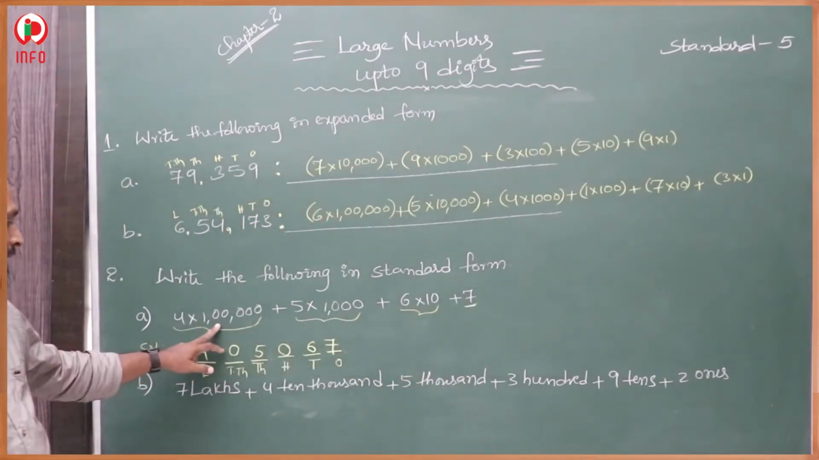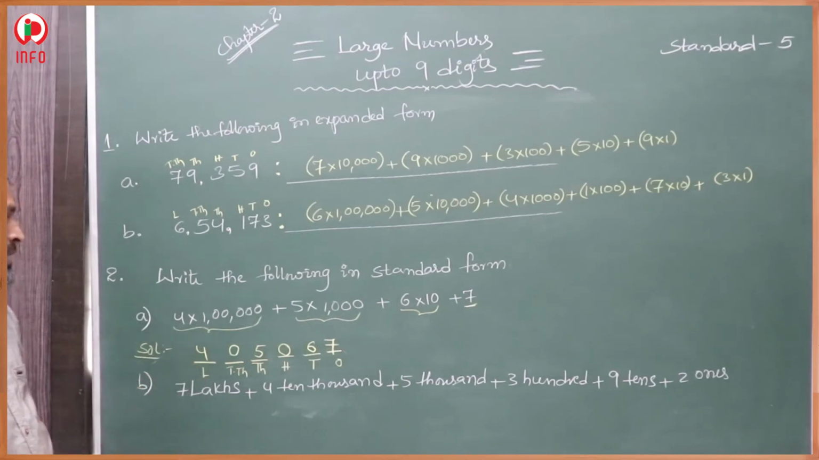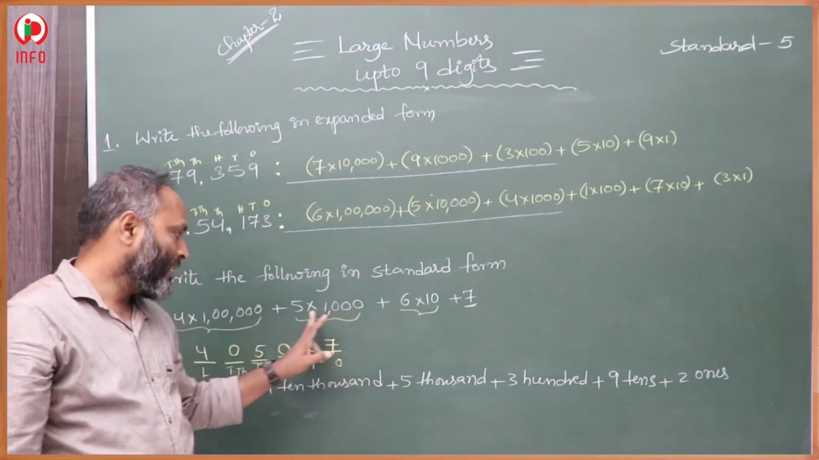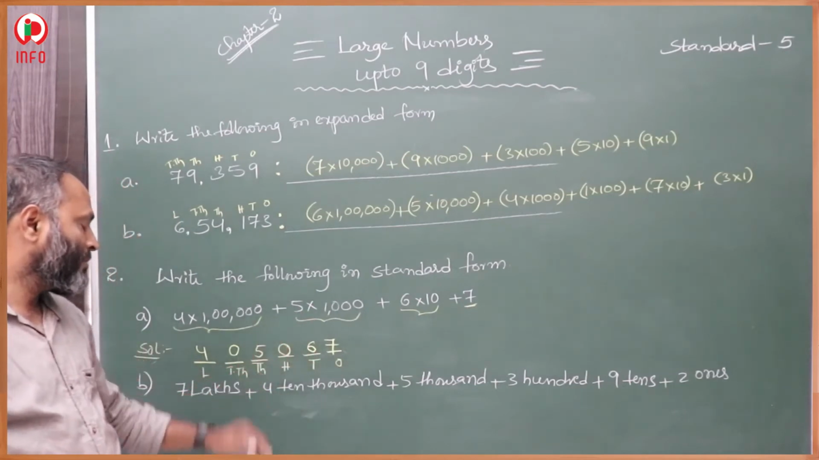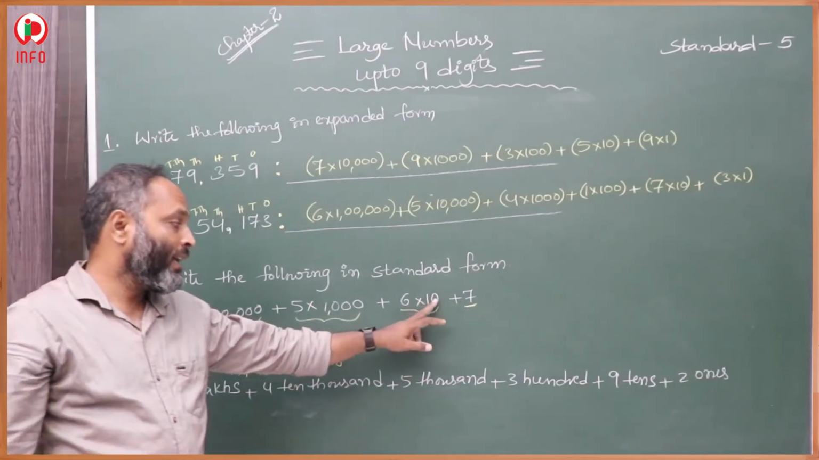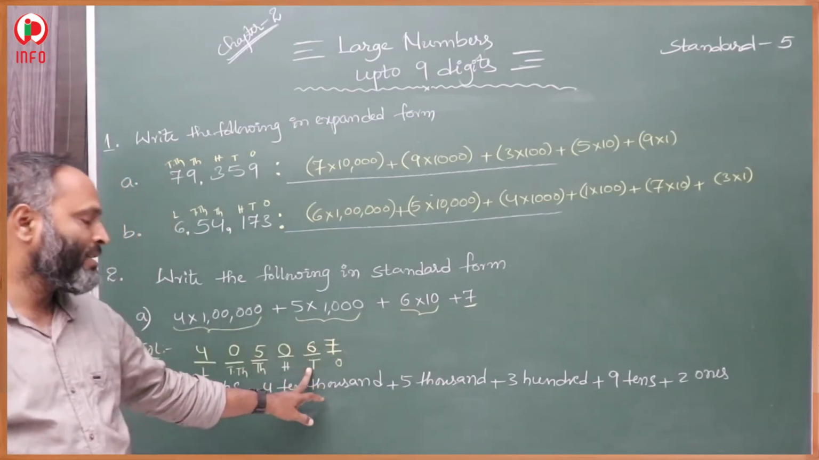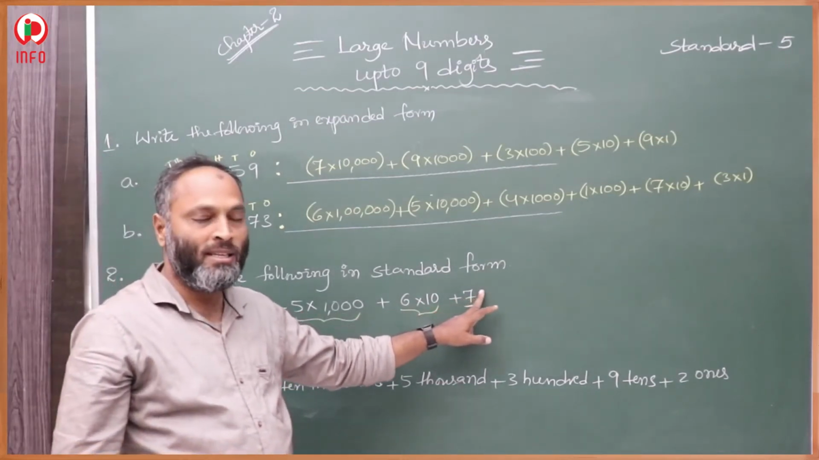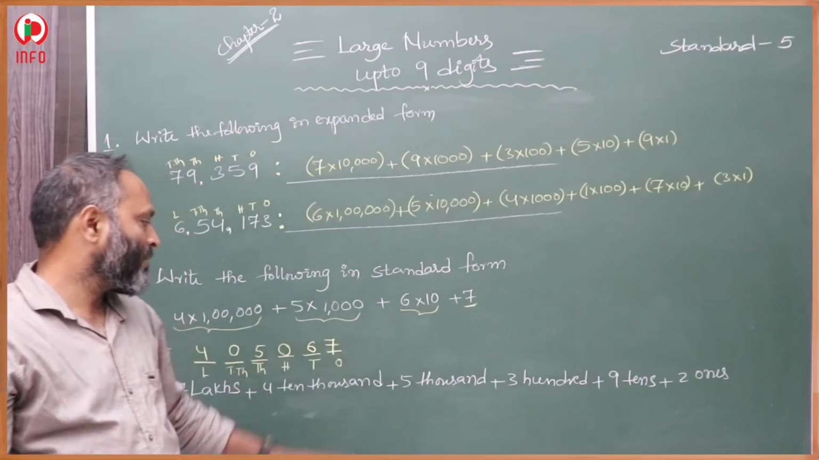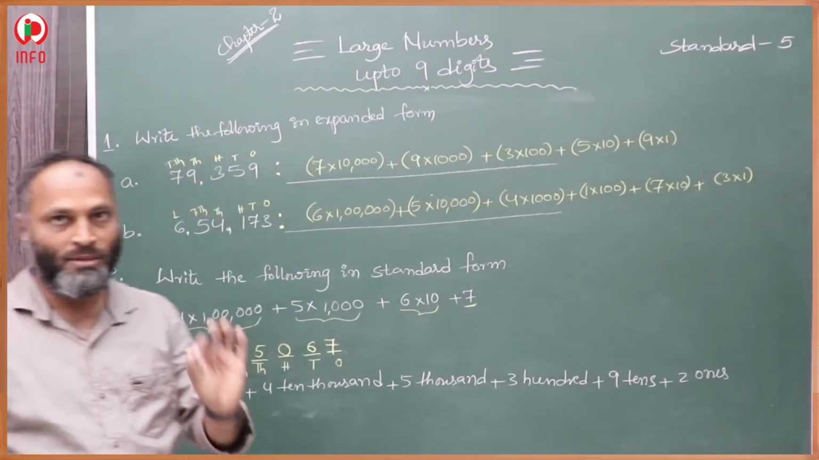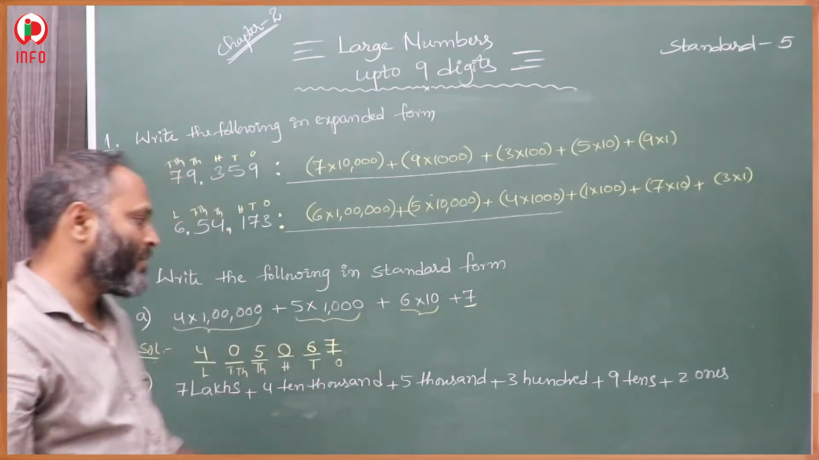The first one is multiplied with lakh, so 4 is in the lakhs place. The second one is multiplied with 1000, so 5 is in the thousands place. Then 6 is multiplied with 10, so 6 is in the tens place. For 7, nothing is there, so it is in the ones place. Whatever place values are left, we keep zeros there. So this is your solution.